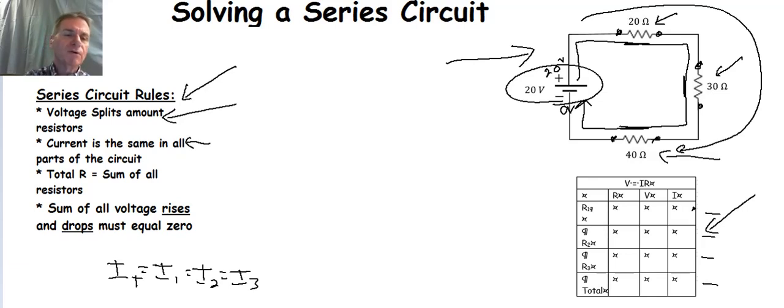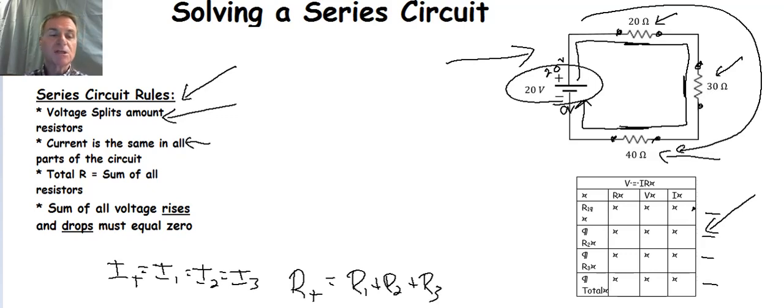Okay, so the voltage splits, the current is the same, and the total resistance of our circuit. How do we figure that out? Well, it's really easy. Our total of our circuit is just going to be R1 plus R2 plus R3 in this circuit. So it's the sum of all of the resistances. What else do we know?